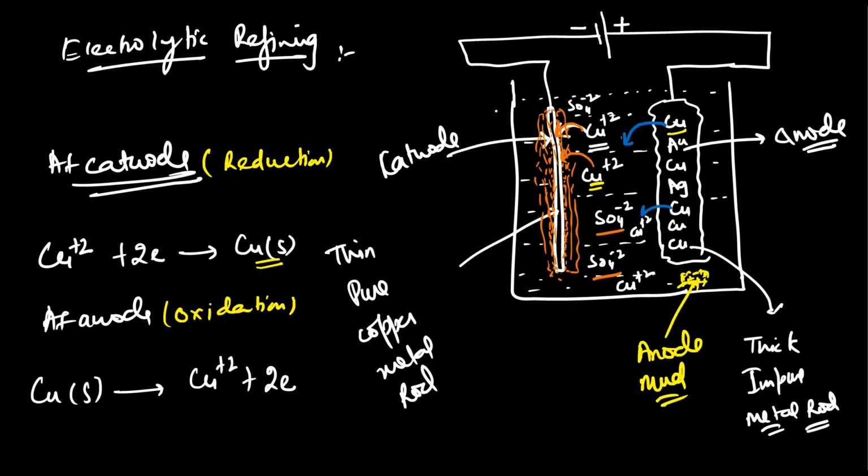So what is that anode mud? The anode impurity may contain particles of silver, gold, platinum. These are not going to lose electrons, so they will settle at the bottom after the reactions take place.